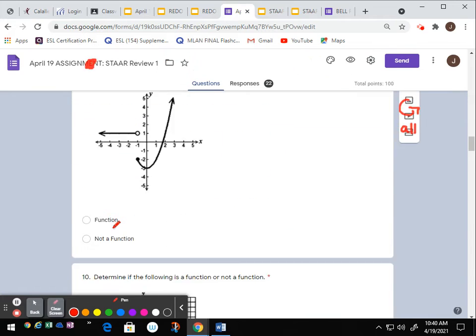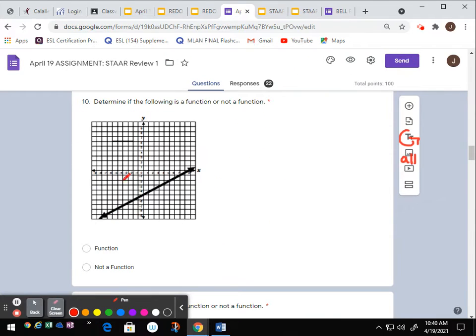Now let's skip down to question number 10. Number 10, we're doing the same thing. We're determining if it's a function or not a function. We're going to use the vertical line test again. Let's draw a vertical line here. When we draw a vertical line here, we see it only hits one time, so it looks like it's going to be a function.